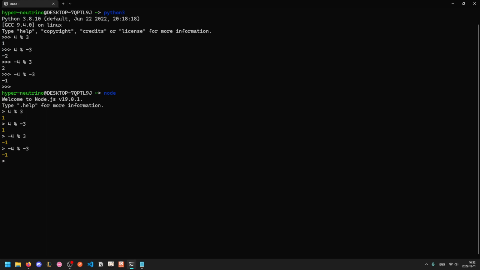Let me show you why that's the case. Negative 4 mod 3 is equal to negative 1. This value cannot possibly be smaller than or equal to negative 3, otherwise it would get wrapped back up. Now we take this and we add 3.